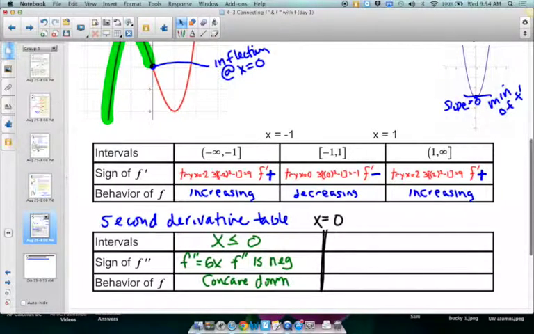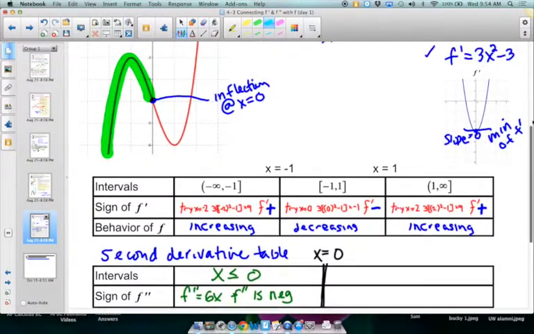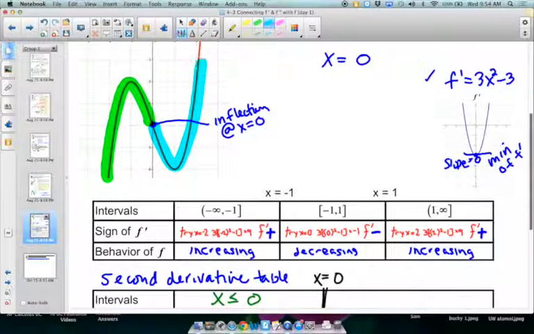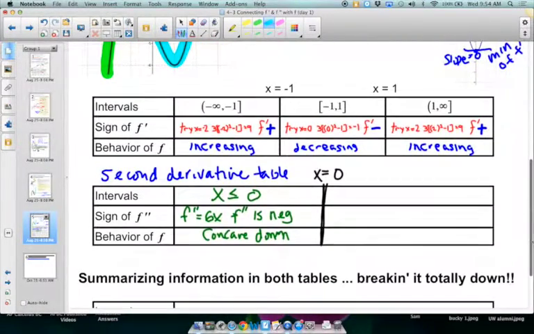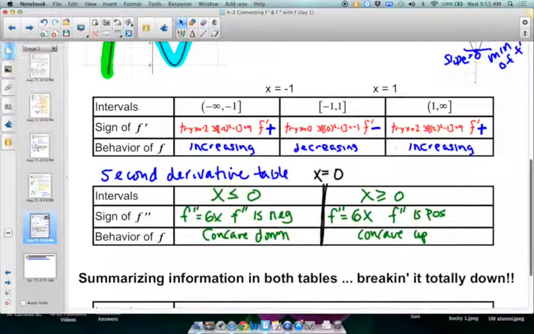On the other side of that point of inflection, what do we have? Concave up or concave down? In this area? Smile or frown? Smile, so it's concave up. Makes a U as well. So when we look at x is greater than or equal to 0, if we stick in +1, we get a second derivative that is positive. So we have a concave up. Okay.